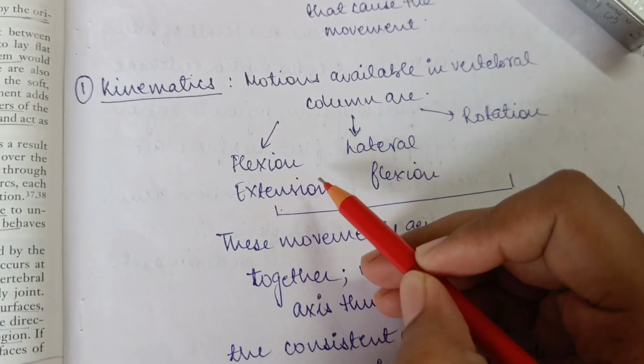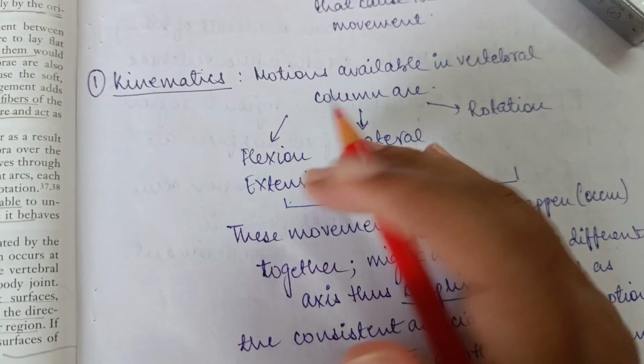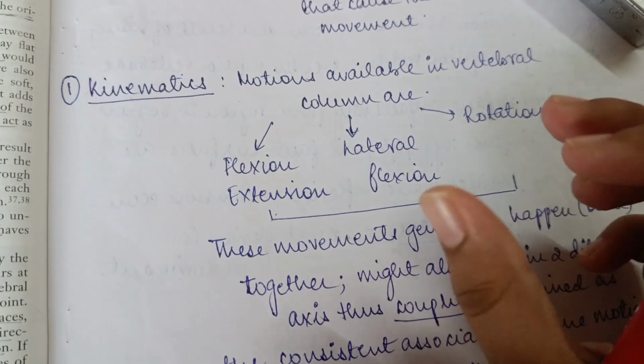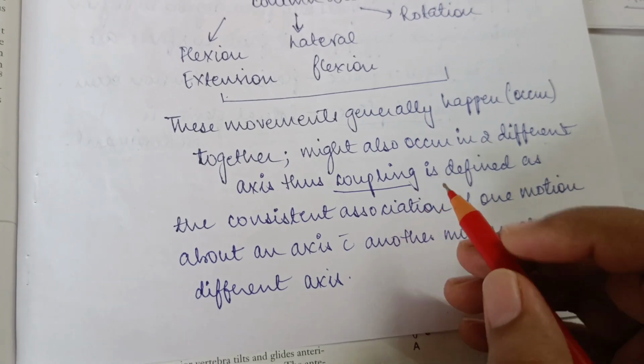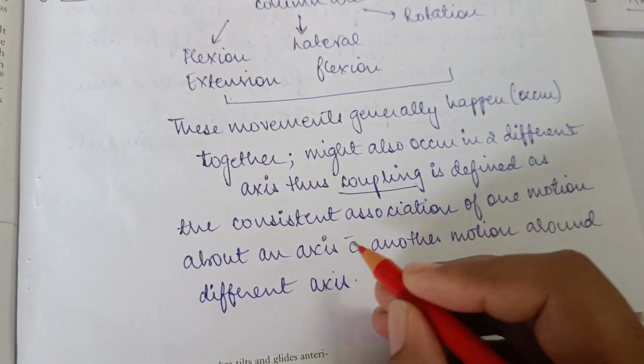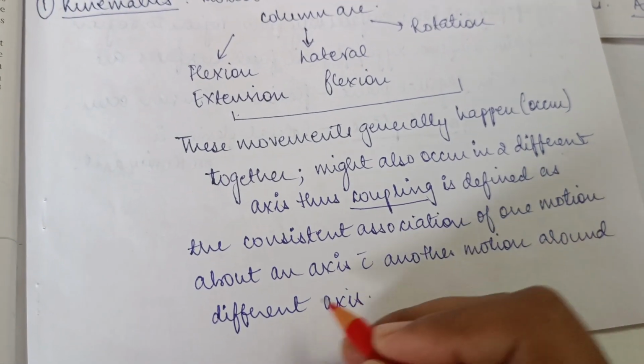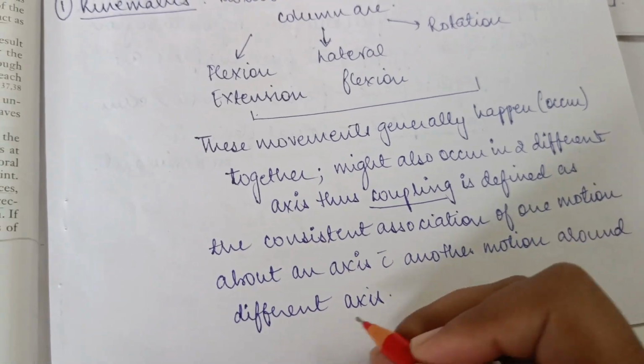For example, flexion and extension can be differentiated completely, but there are movements like lateral flexion and rotation which are performed together. So there is a term which is known as coupling. So what do you mean by coupling? Coupling is the consistent association of one motion about an axis with another motion around different axes.